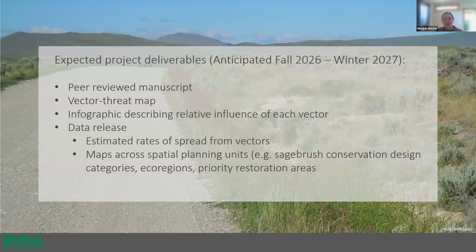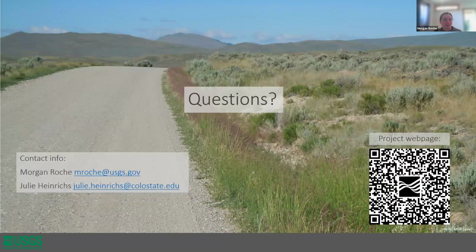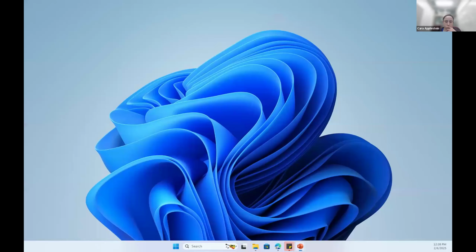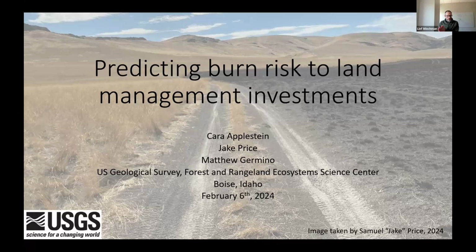So we have a 2-year project that we just started up, and we anticipate that our results will start to come out in the fall of 26. Our main results will be published in a peer-reviewed manuscript, but we also plan on creating a vector threat map and an infographic that will be pretty broadly available. Both of those things will show the relative importance of each disturbance as vectors of invasion, with estimated rates of invasion across spatial planning units. And all those data sets will also be released upon publication. All these things will end up on our project webpage, so please take a look at that as we move forward. Thanks.